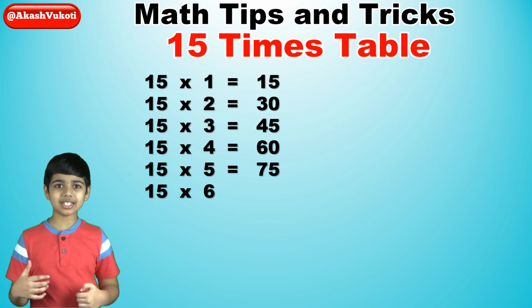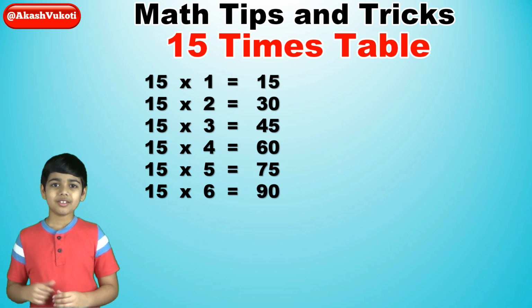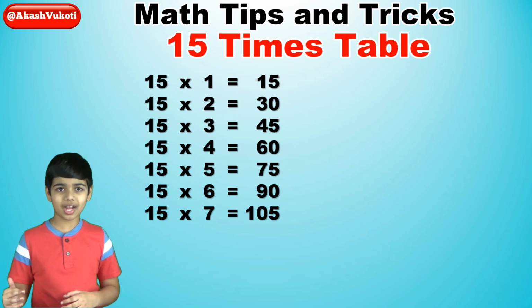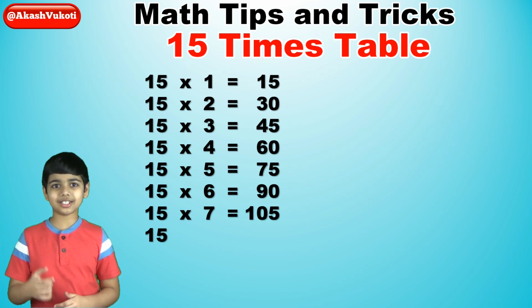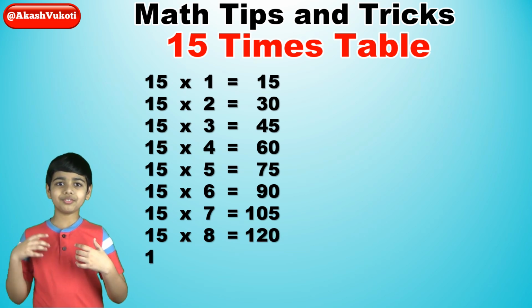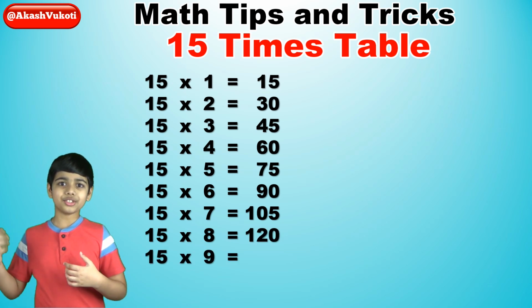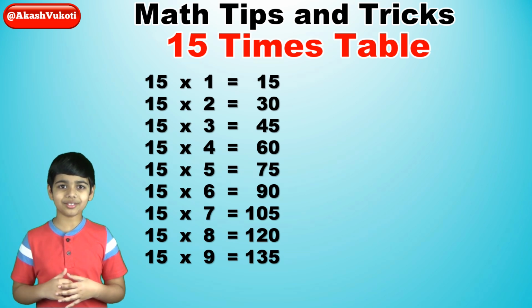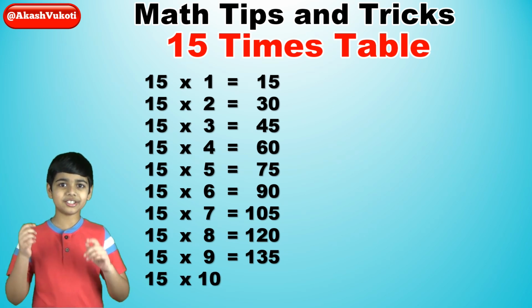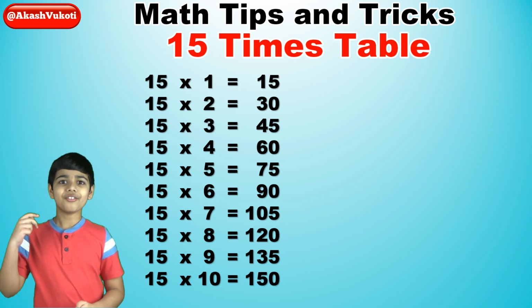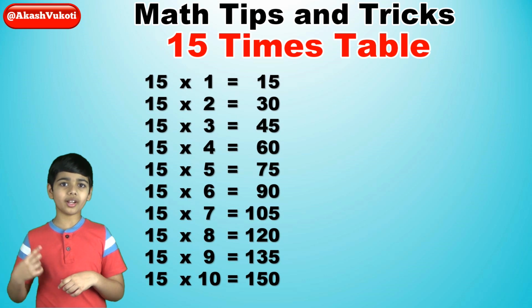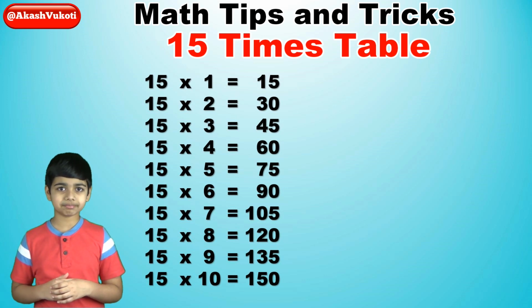15 times 6 is 90. 15 times 7 is 105. 15 times 8 is 120. 15 times 9 is 135. And finally, 15 times 10 is 150. For this trick to work, you need to know what odd and even numbers are.